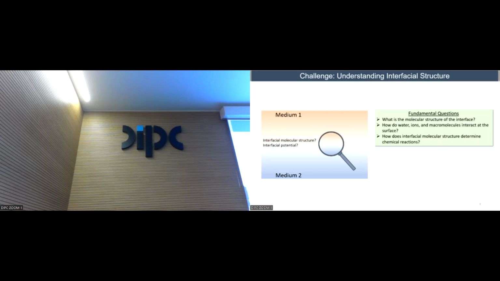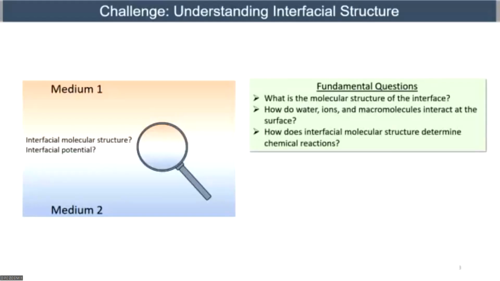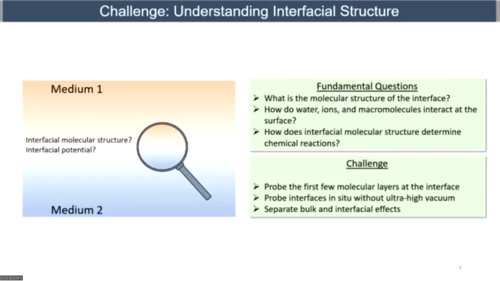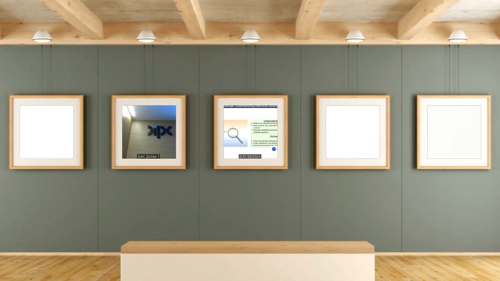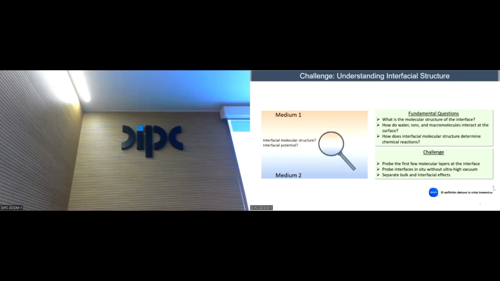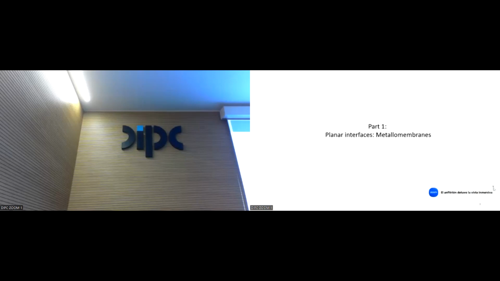And how do different molecules interact with each other in this thin layer? And how do those interactions then determine the macroscopic properties of the system? To answer these fundamental questions, we really need to be able to separate the first few molecular layers from either of the bulk media. And this is a challenging task. Ideally, we would like to do that without using ultra-high vacuum techniques. So in the next few minutes, I would like to show you two separate problems where we addressed this type of challenge. The first one is about metallomembrane interfaces.